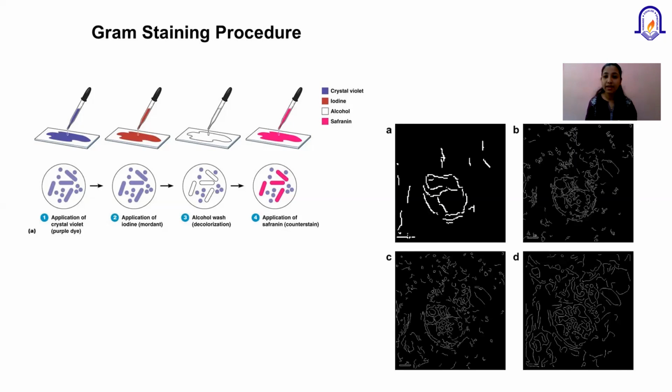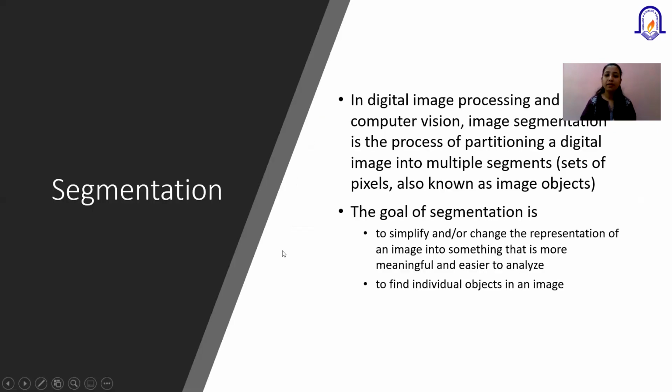Another example: something is given to you and you just have to detect the boundary, maybe a boundary wall or something like that. So you just need to detect the boundary of it. There segmentation comes into the picture. So what do we mean by segmentation? Segmentation simply means division. You try to divide your image into some parts.